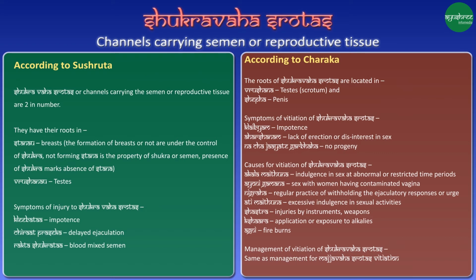The child born to the person having Shukrava Srotas vitiation will have a less lifespan, will have ugly appearance and will not be able to produce a child.